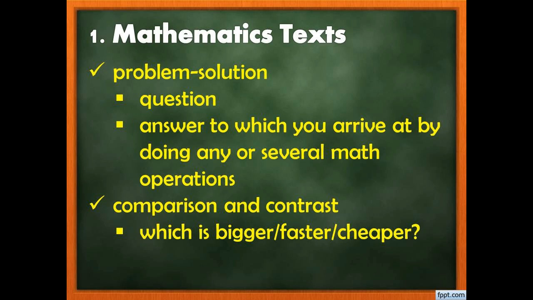The dominant structure of math text is problem solution. The problem is posed as a question, and the solution is the answer to which you arrive at by doing a certain math operation. Also, another common text structure is comparison contrast of 2 units or situations. For example, which is bigger or faster or cheaper?